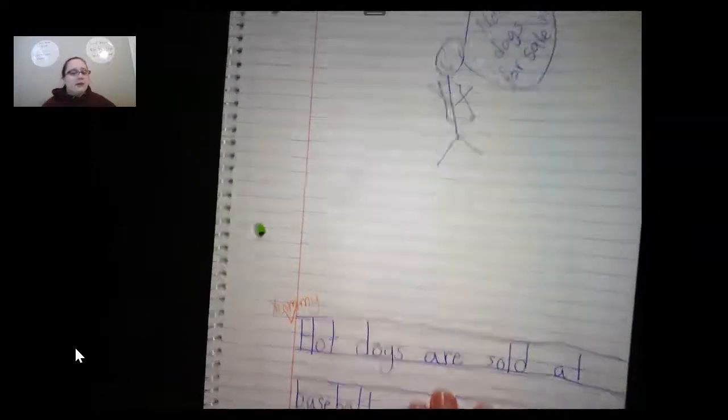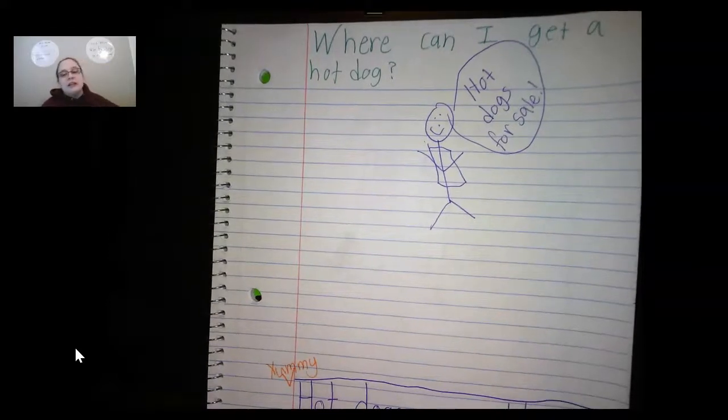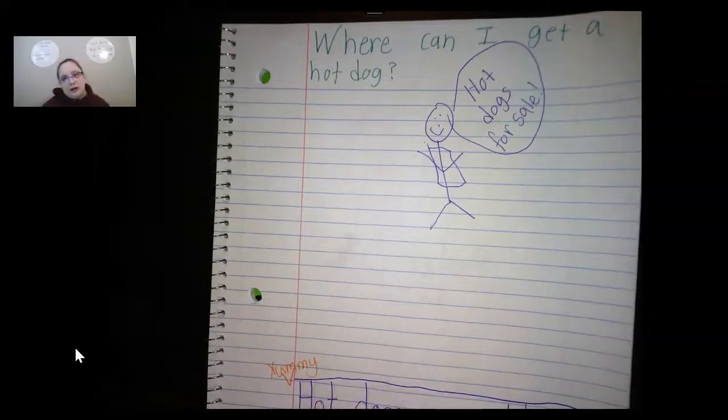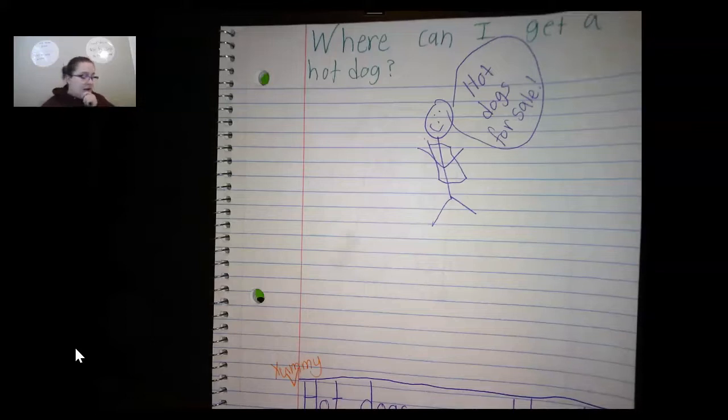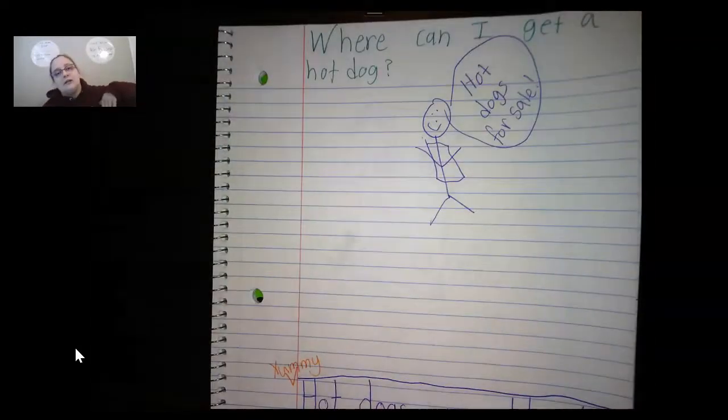So, hot dogs are sold at baseball games. It says, where can I get a hot dog? This means that also during my revising process, I could add more to this and add more places that you could get a hot dog. But for now, I just have that one sentence, and it's all about where you can get a hot dog. So that is why I named that, because this whole page is about where you can get a hot dog.